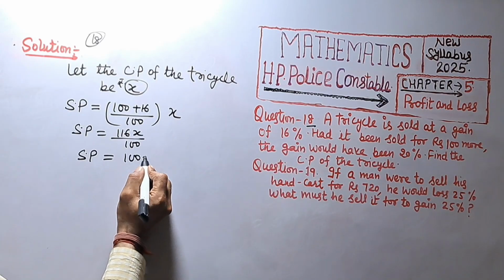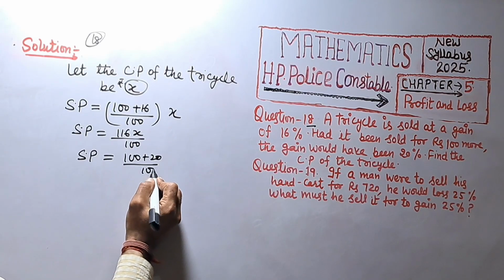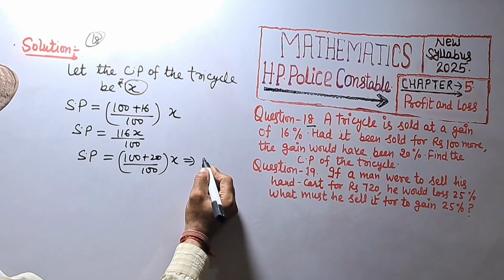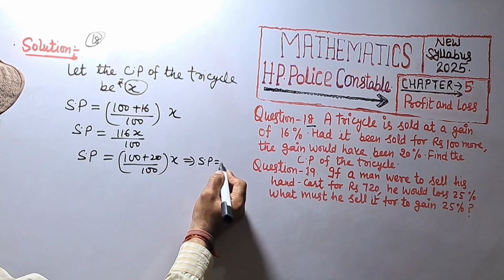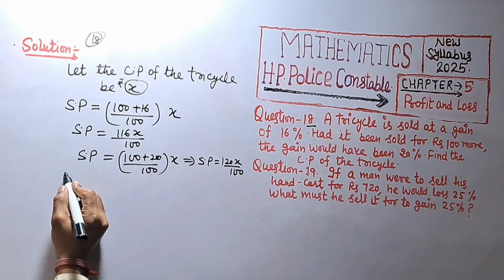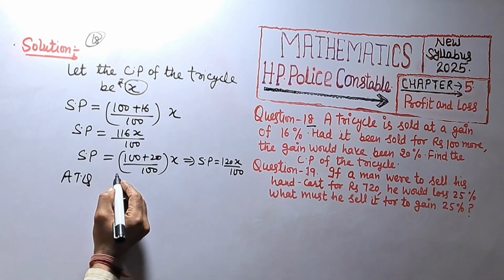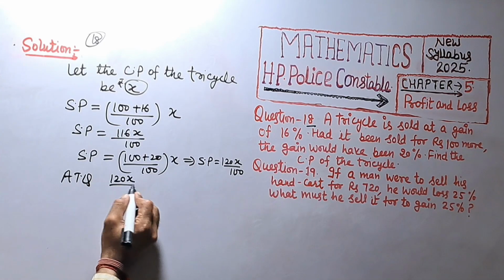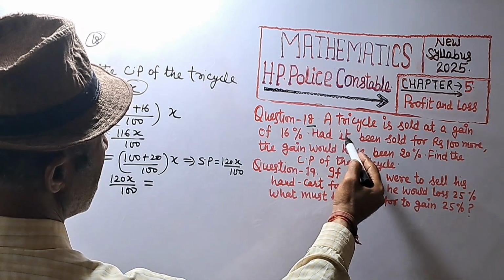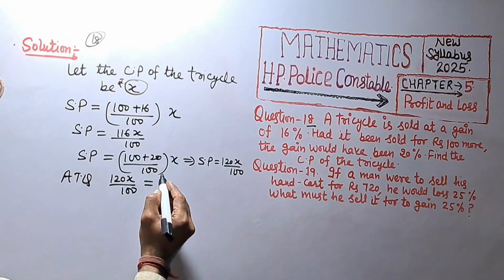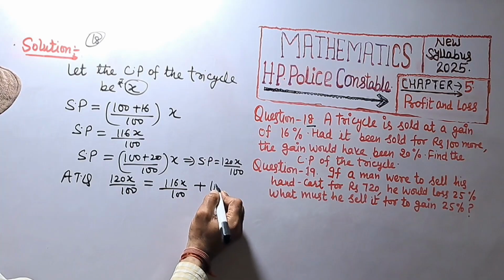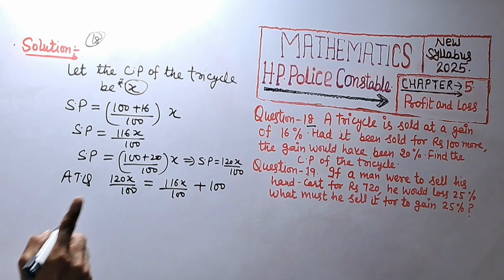Selling price is equal to 100 plus 20% gain, which implies SP equal to 120x upon 100. According to the question, 120x upon 100 equal to, had it been sold for rupees 100 more, 116x upon 100 plus 100 more.